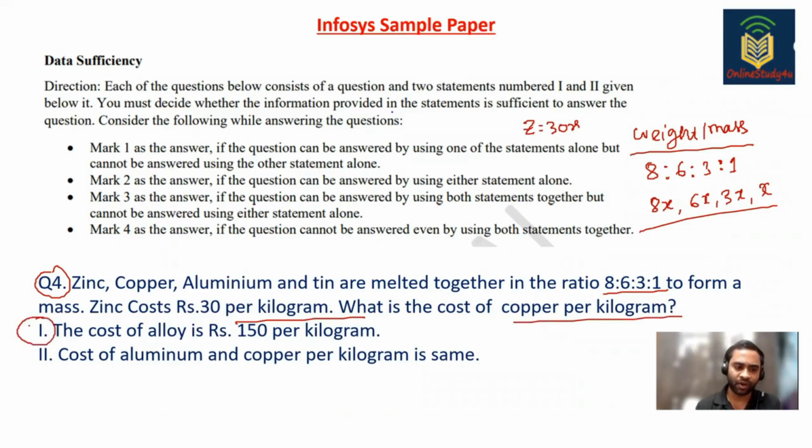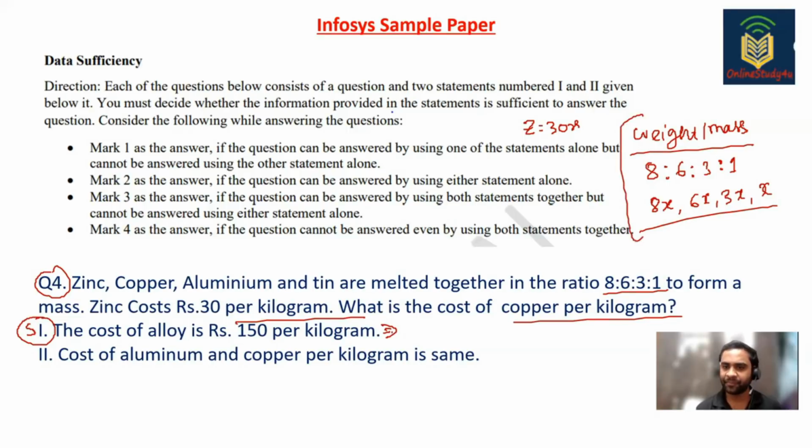Now let us see statement 1. The cost of the alloy is 150 per kilogram. Friends, an alloy is what you get if you mix all the metals like zinc, copper, aluminium and tin together. Alloy is nothing but many metals mixed together. So the cost of the alloy is 150 rupees per kilogram.